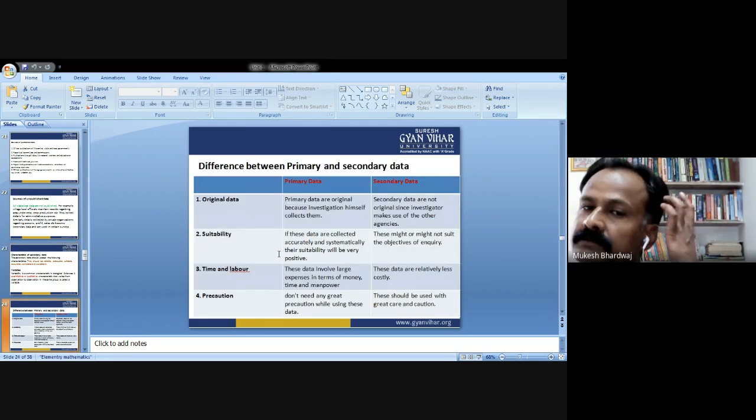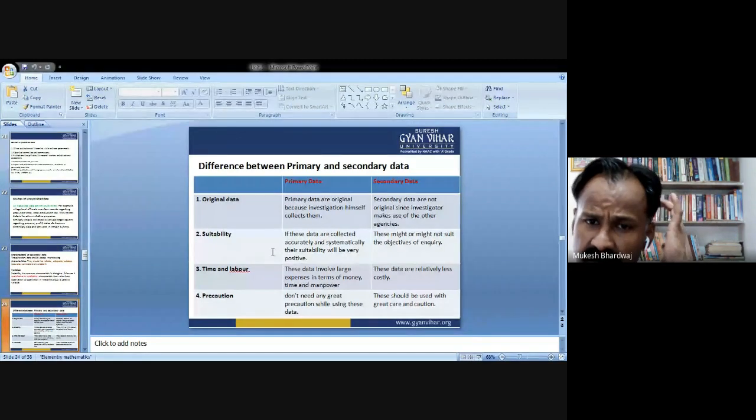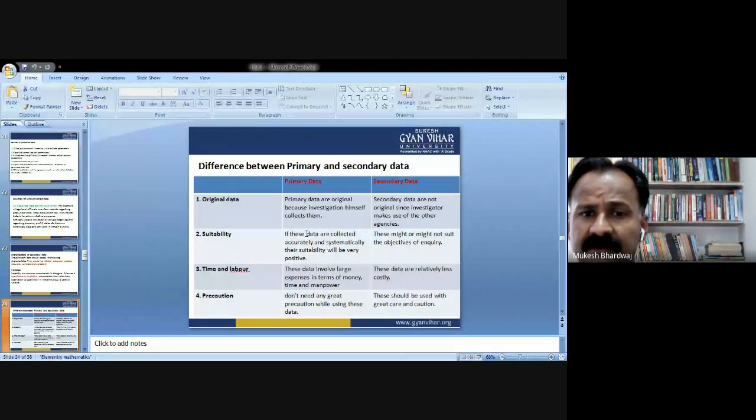So this is the tabular difference between primary and secondary data, for your quick review. Primary and secondary data differentiate on the basis of original data, suitability, time and labor, and precautions. So on the basis of original data, the primary data are original because the investigator himself collects them. Secondary data are not original since the investigator makes use of other agencies. This is the first difference based on original data.